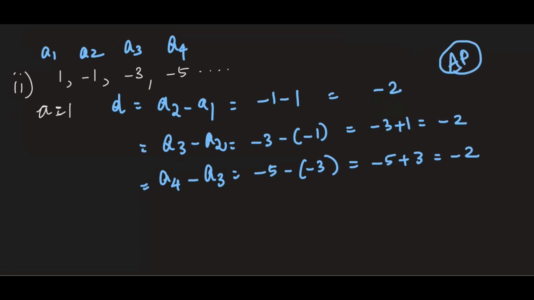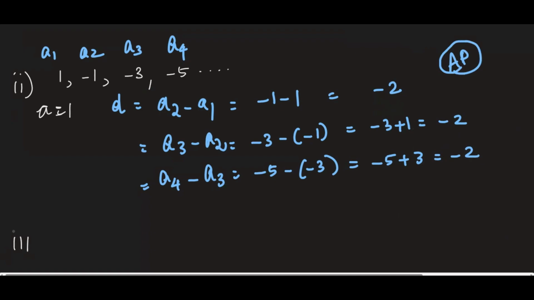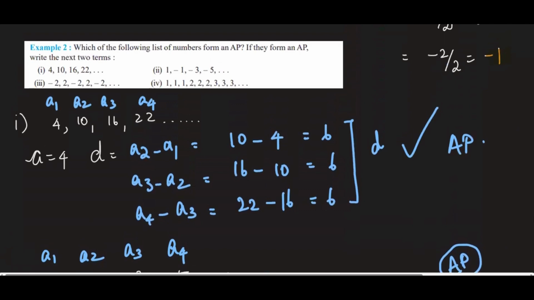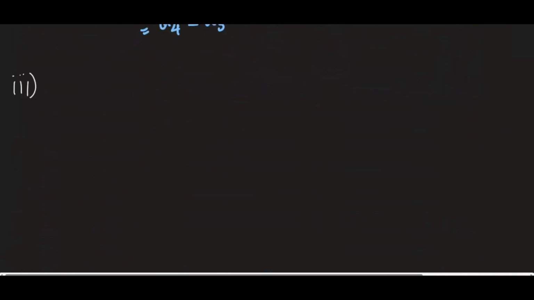Now let's move on to example number 3. Now what is example number 3? So number 3 is minus 2, 2, again minus 2, 2, like this. Okay. So example 3 is basically minus 2, first term is minus 2, then 2, then again minus 2, then again 2, then minus 2, and so on.